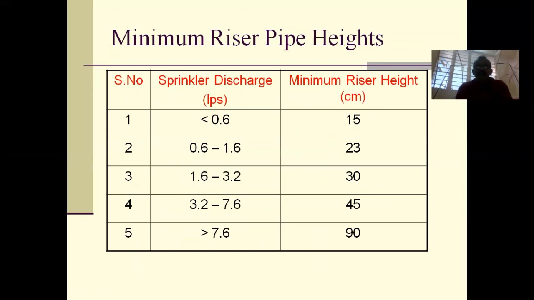This is a table which gives us minimum riser pipe heights which are recommended based on sprinkler discharge. It varies between less than 0.6 liter per second to greater than 7.6 liter per second. And for different ranges, the recommended minimum riser heights are given, and that has to be adopted.